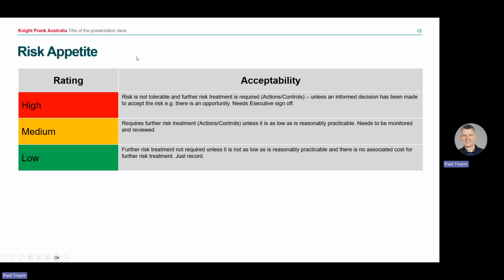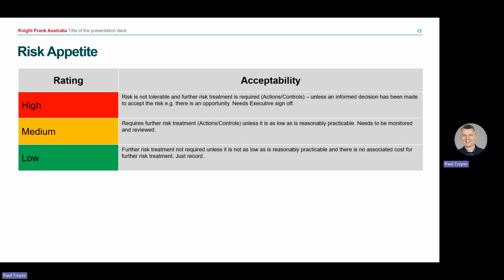Knight Frank's risk appetite can change over time, depending upon how risk averse we are. This will be reviewed in line with customer complaints, internal or external audit findings, and market information. Understanding what is acceptable today may not be tomorrow. Generally, if we identify high risk, we need to implement more risk controls to bring the risk down.